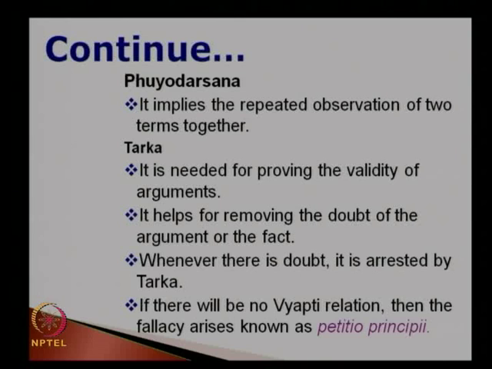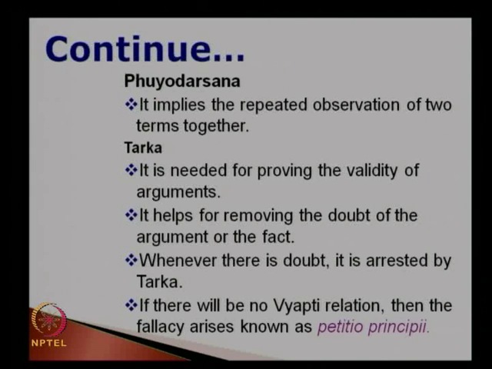Holding this concept, Nyaya said that tarka, the hypothetical argument, helps in removing the doubts of the argument or the fact. Further, they said wherever there is a doubt, it is arrested by tarka. You say that if something is wrong in your conclusion, your argument may not have been followed properly, logically or sequentially. Therefore, they say that if there is no Vyapta relation as such, then the fallacy known as petitio principii will arise.